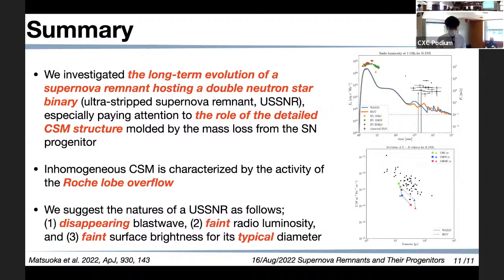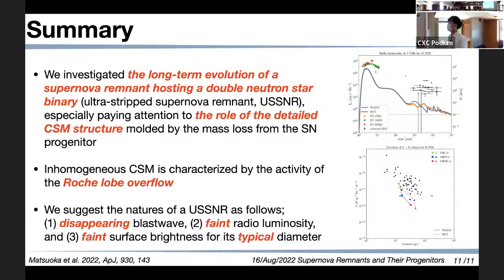Okay, so here is a summary of today's talk. We have investigated the long-term evolution of supernova remnants causing a down emission, especially paying attention to the role of the detailed structure formed by the supernova physics modeled by the mass loss activity from the supernova progenitor. And we show that inhomogeneous CSM structure is realized in this object, and it is characterized by the activity of the loss overflow.